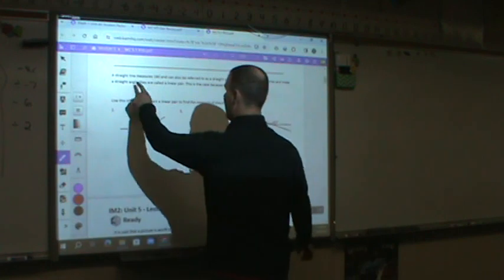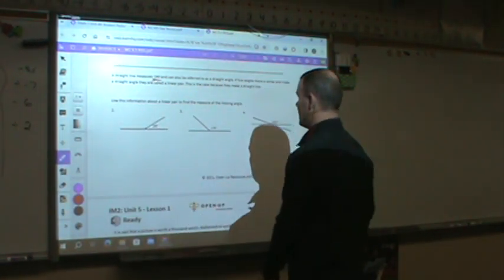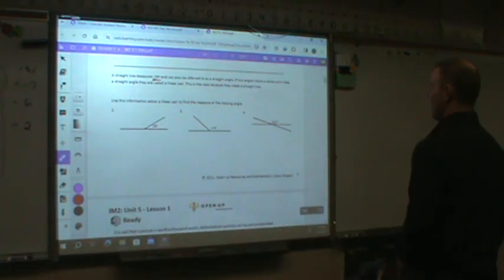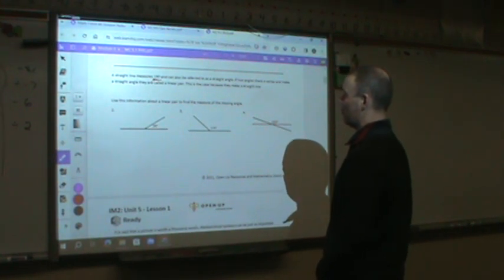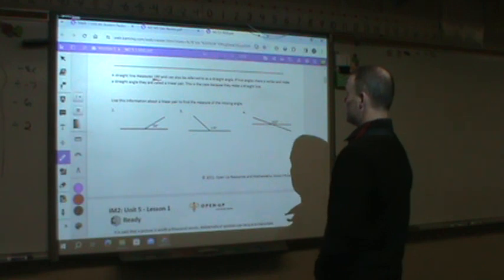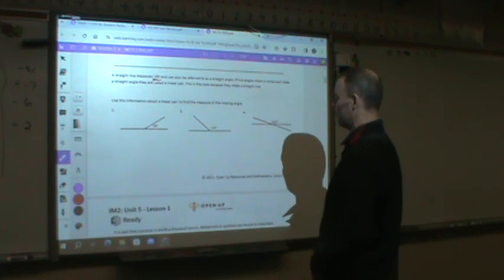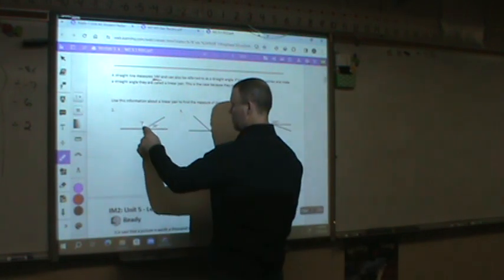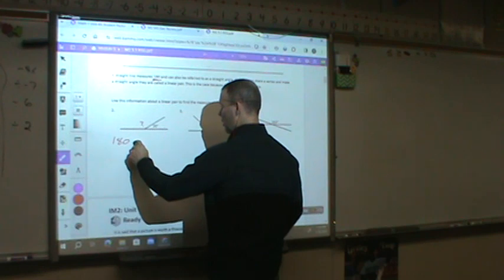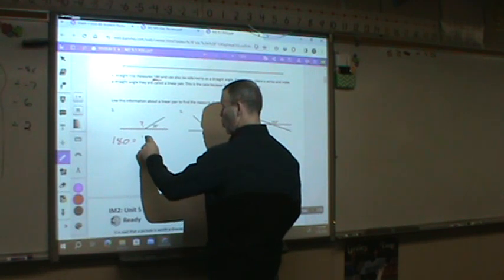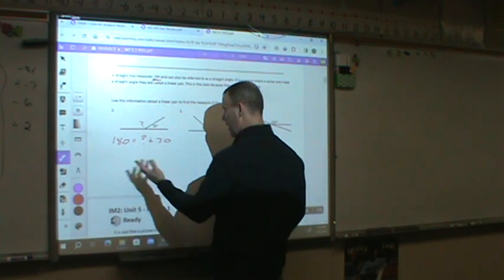A straight line measures 180 degrees. It can also be referred to as a straight angle. If two angles share a vertex and make a straight angle, they are called a linear pair. This is the case because they make a straight line. Use this information about a linear pair to find the measure of the missing angle. Okay? So what's this? If both equal 180, 180 is equal to what plus 30? How would I solve this?